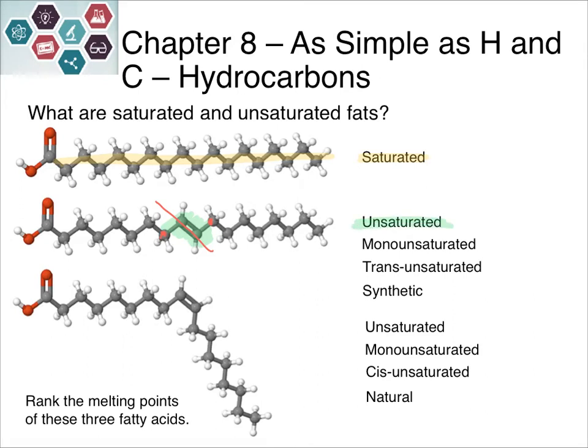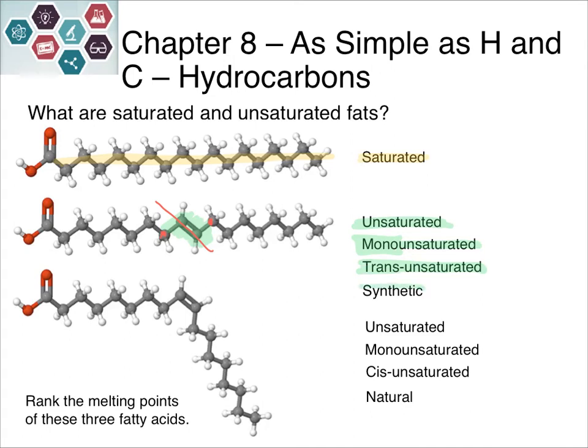Another term that we can use is monounsaturated. Mono is the prefix for one. We learned that with naming before. So monounsaturated means there's one double bond. We can call it transunsaturated because that double bond is trans.